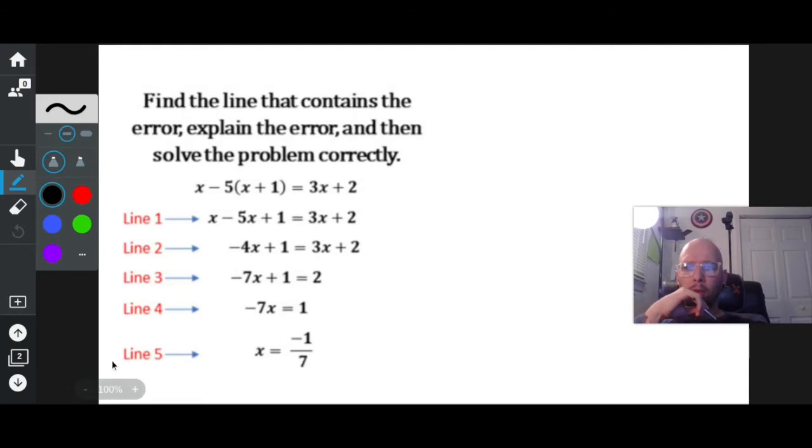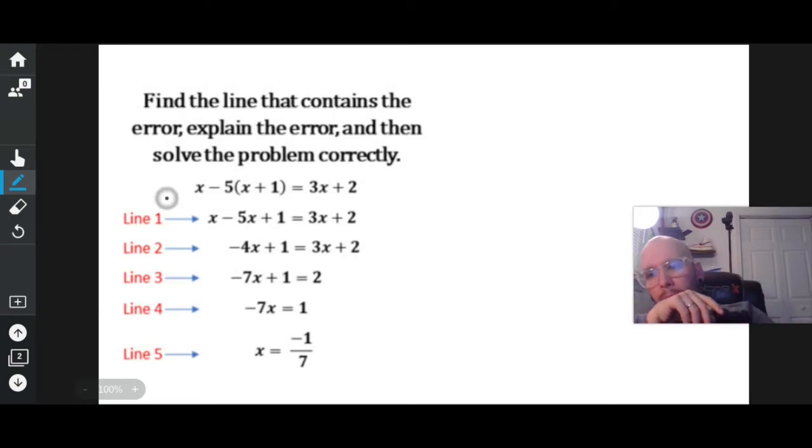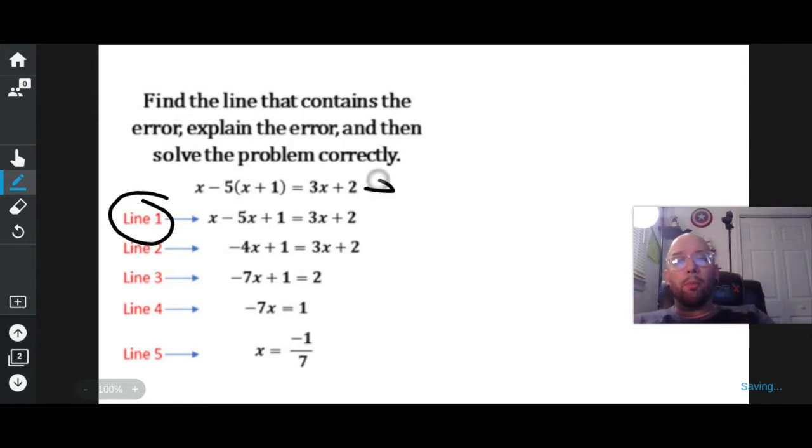So let me see what we have. We have x minus, okay, so you have -5 attached to a parenthesis, so you should distribute -5 to x, which will give you -5x, and then -5 to 1, which would give you -5. So line 1 is the issue. So we're going to end up doing this entire problem, and we're going to explain our steps verbally. I'm not going to write it down. I don't have the space to write it down, but I'm going to explain very carefully what I'm doing.